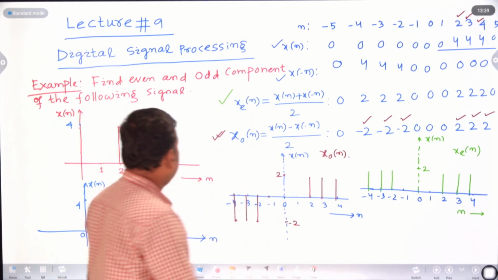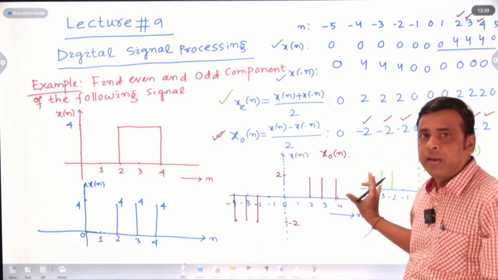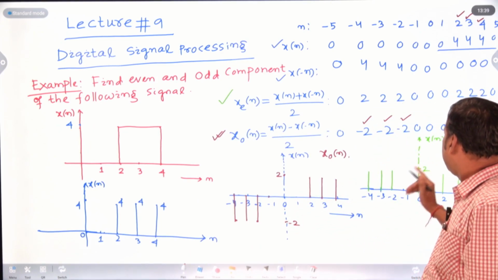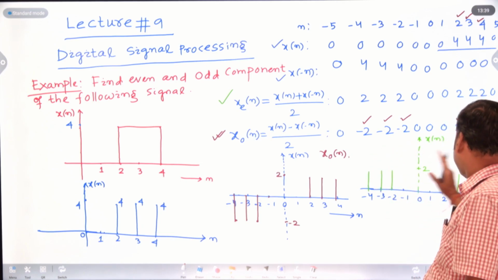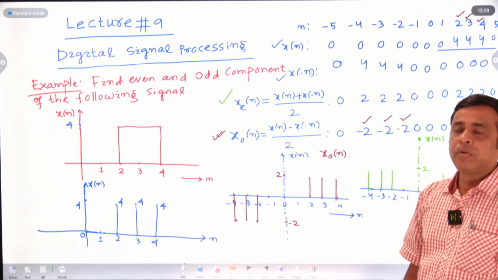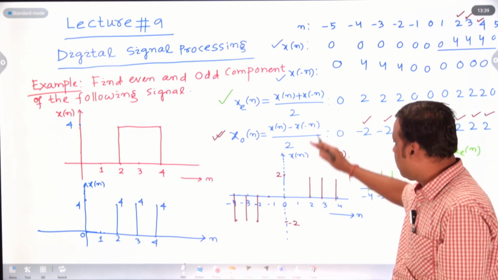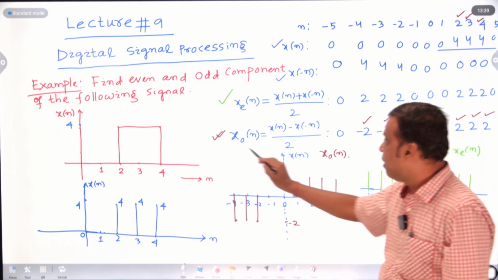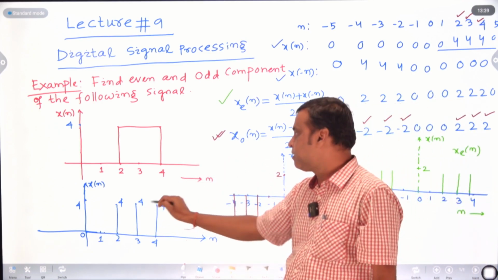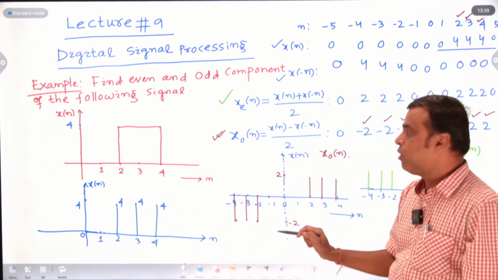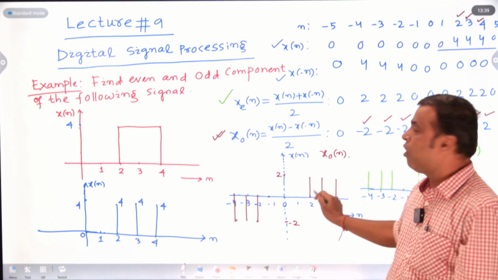So this is the even component of the signal, and this is the odd component. The even component is symmetrical about the y axis: whatever the value on the right hand side of 0, it is exactly the same on the left side. This one is the odd component of the signal. If a discrete signal x of n is given, you have to find the even part and the odd component of the signal.